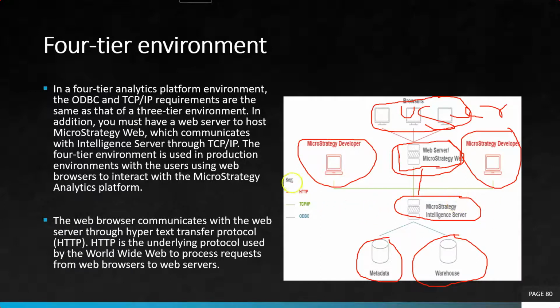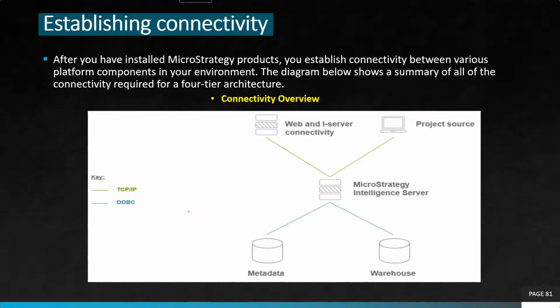And the key point is we must have the HTTP port enabled, whether you are using HTTP or HTTPS. Based on that, you must have the ports. If you are using HTTP, then port 80 should be enabled. If you are using secure communication between your servers as well, then port 443 should be enabled for HTTPS communication. And your TCP/IP port should be enabled. And the ODBC connection must be installed and configured properly with your metadata and your data warehouse to make your intelligence server communicate with your metadata and data warehouse.